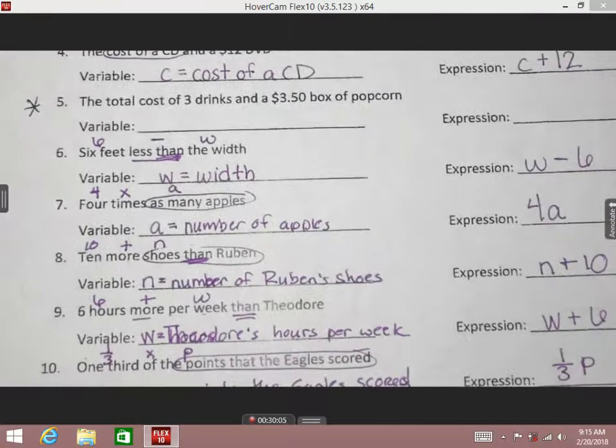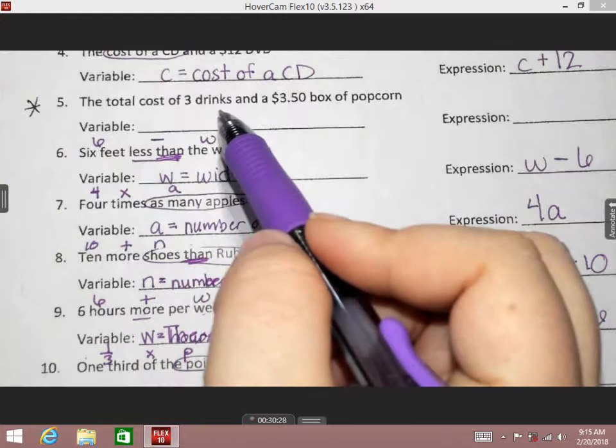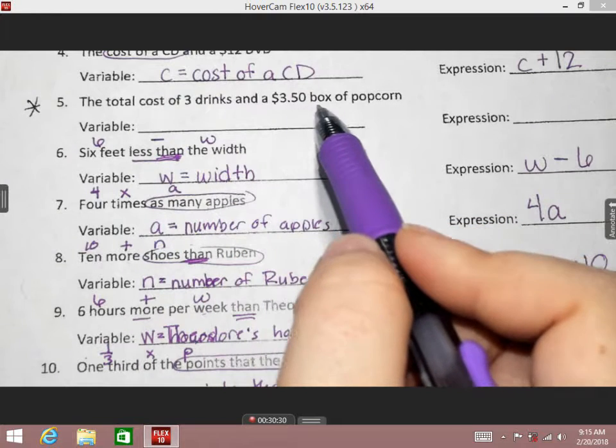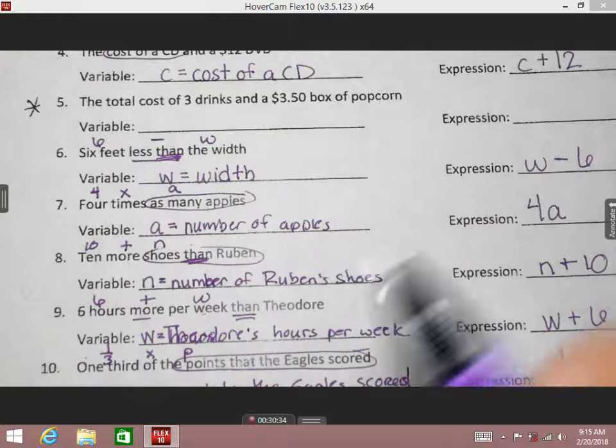Now, number five is tricky. Number 5, I like it because it's tricky, but I also don't like it because it's tricky. All right, here's the thing, guys. A variable can only hold the place of one thing. A variable can only represent one thing, okay? So when I look at this, it says the total cost of 3 drinks and a $3.50 box of popcorn. So if I wanted to know the total cost, what cost am I missing?